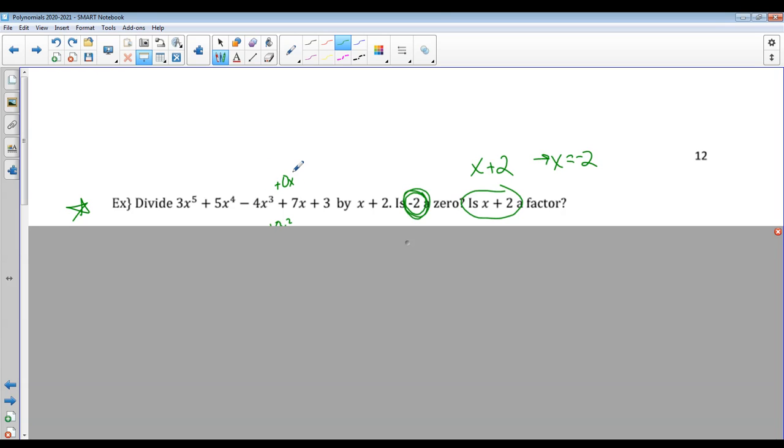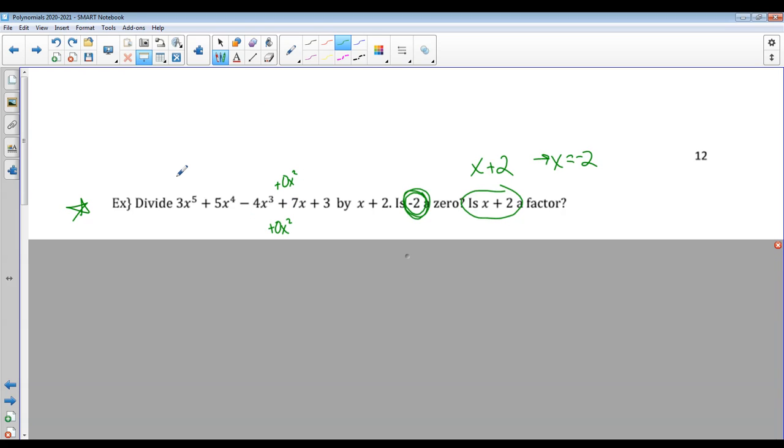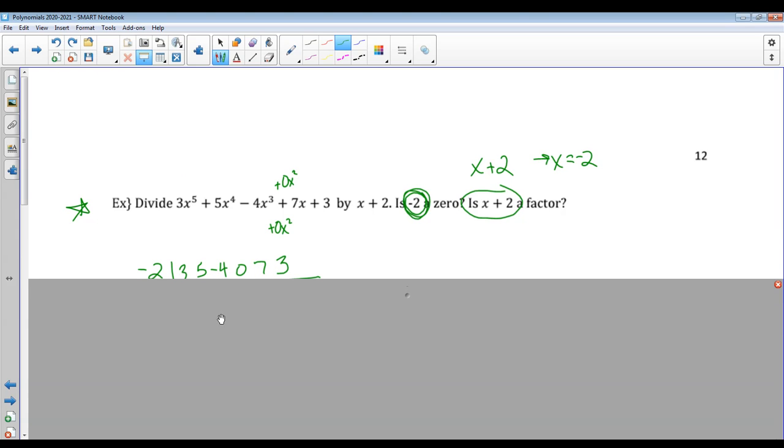What you need to be on the lookout for is this missing x squared term. I actually wrote that below already. There's no x squared term, so we can't just skip it in our setup. We have to put that placeholder 0 there.